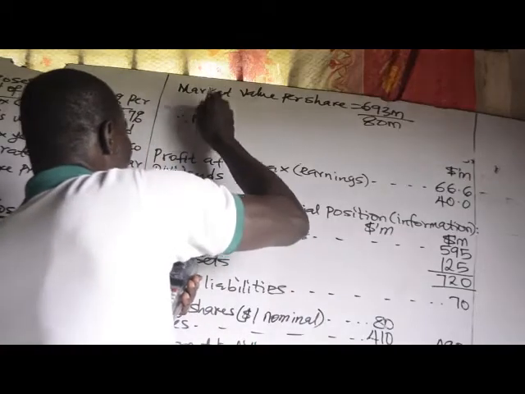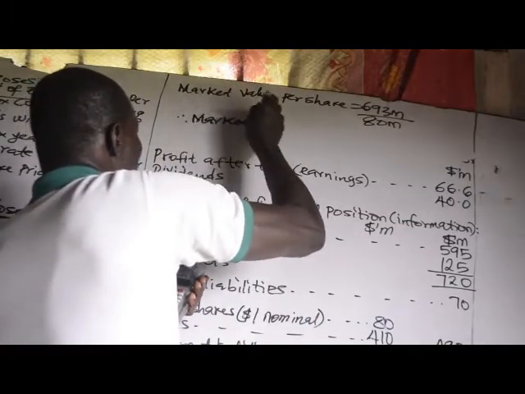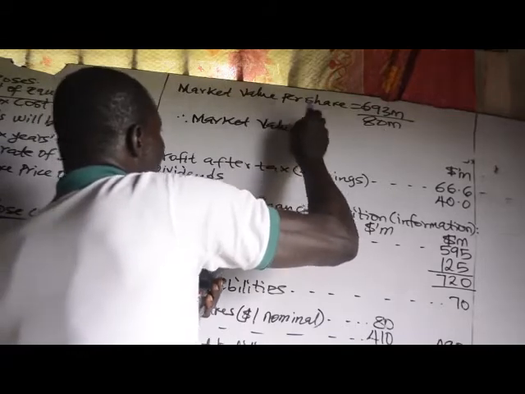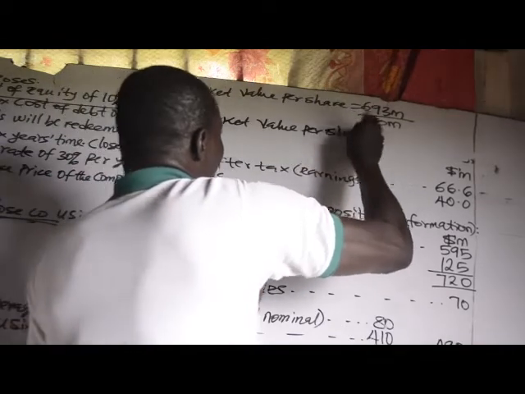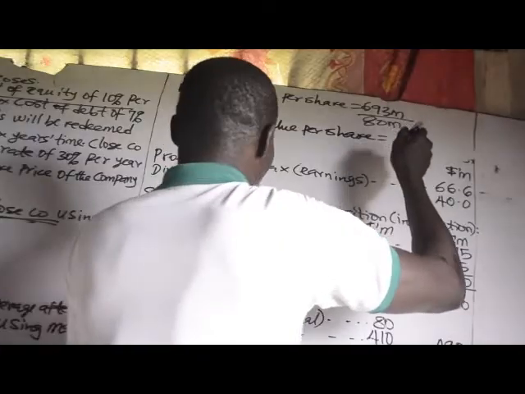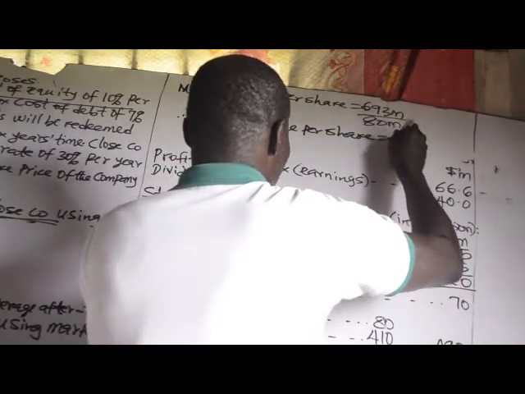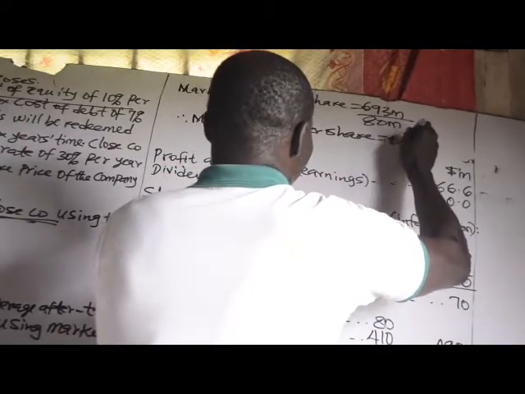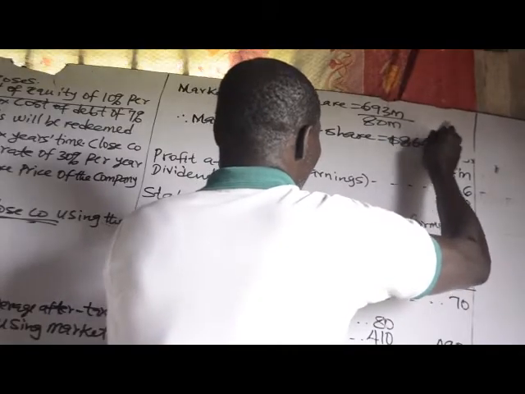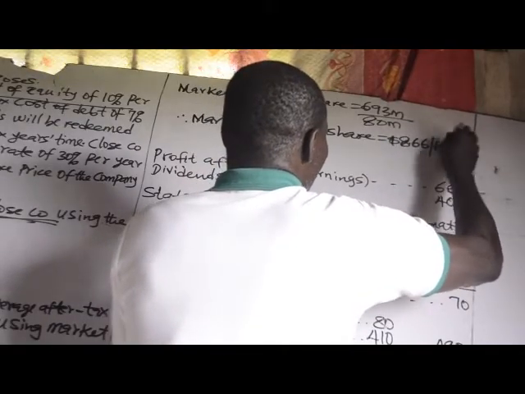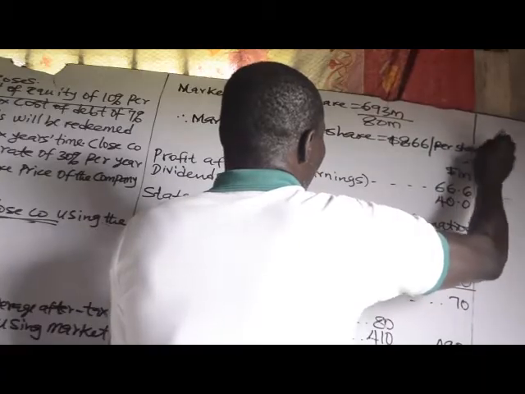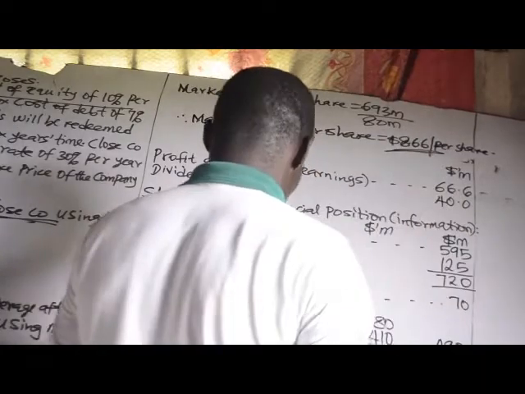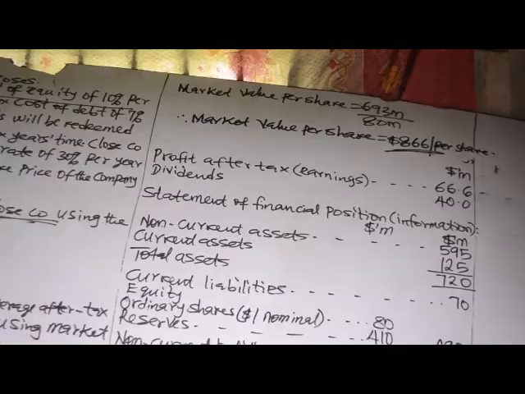Therefore, the market value per share of the firm, that is of Closco, is approximately equal to $8.66 per share. So that is the solution to Roman figure 2. Roman figure 3.